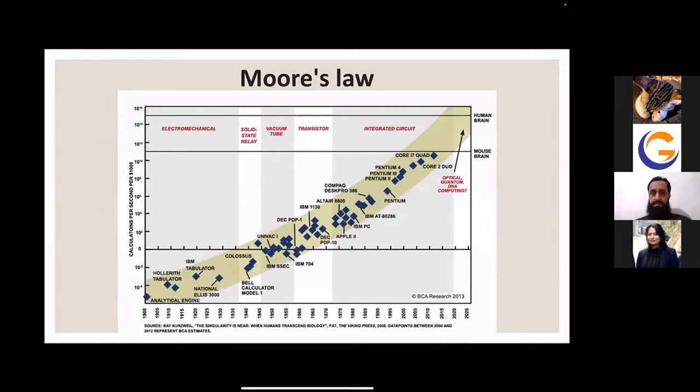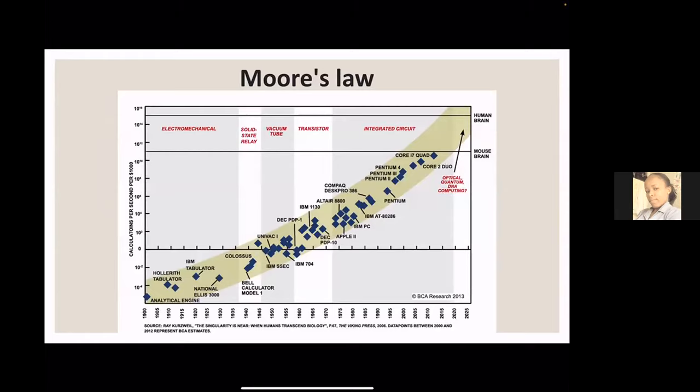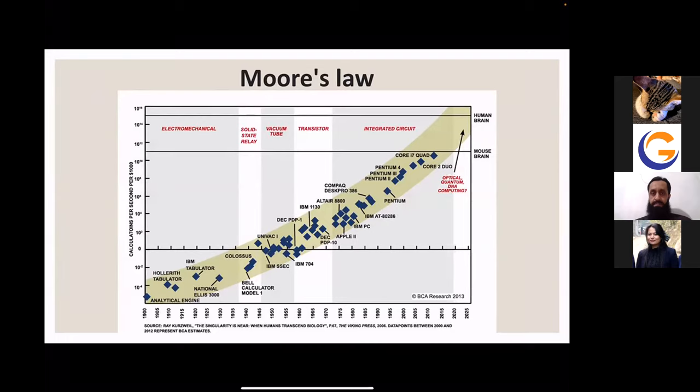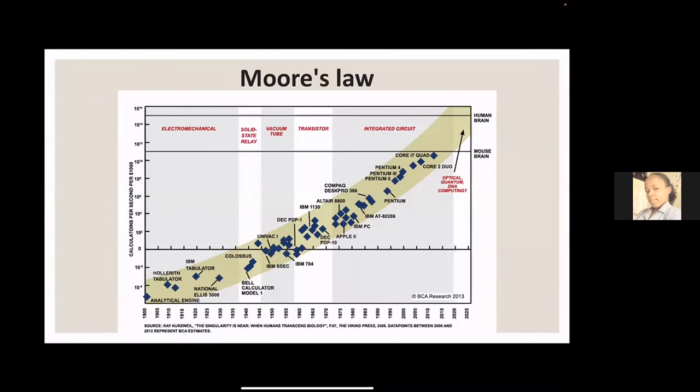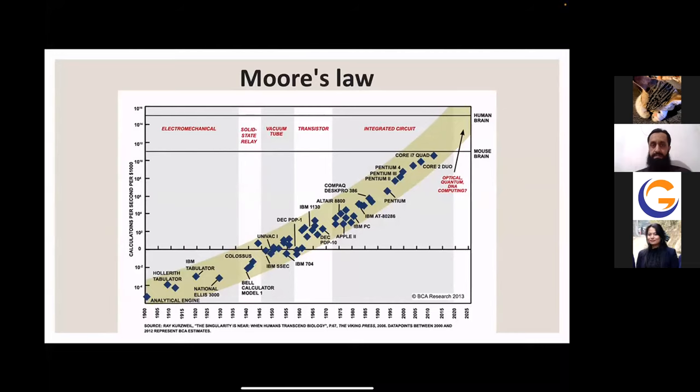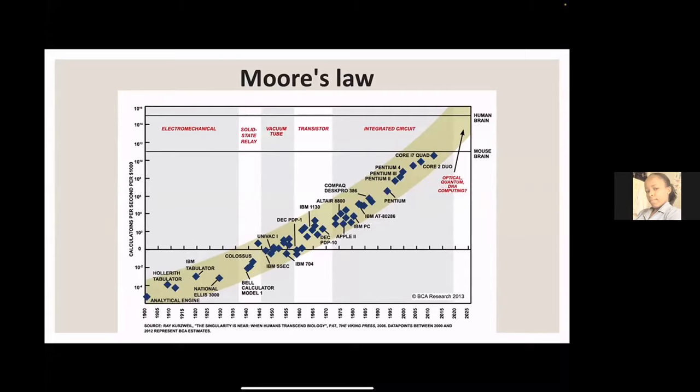So what is Moore's Law? Moore's Law is basically a rule of thumb that says that in the world of technology, computing power doubles itself every 2 years. And so this has led to an upward slope of advancement in technology, where we have exponential growth.